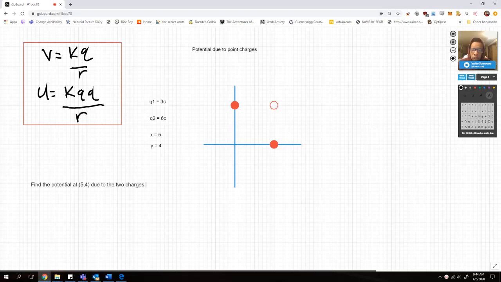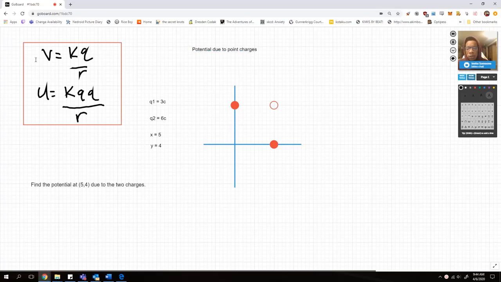Today I'm going to go over potential due to point charges. This is in the Giancoli book. I think it's chapter 23. And there are a few nuances to potential that are different from electric fields and electric force. So let's talk about it.